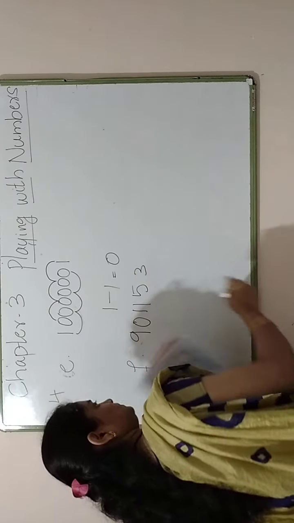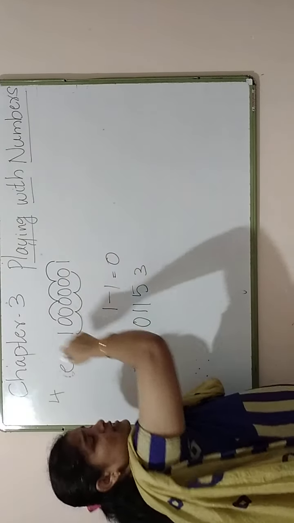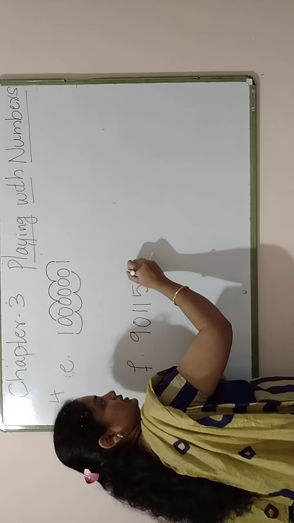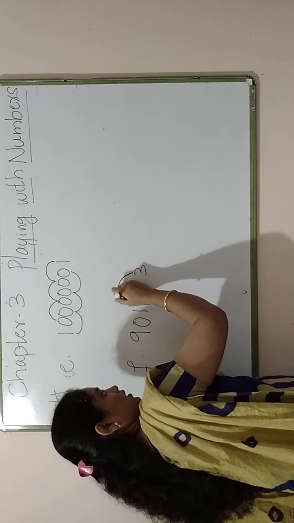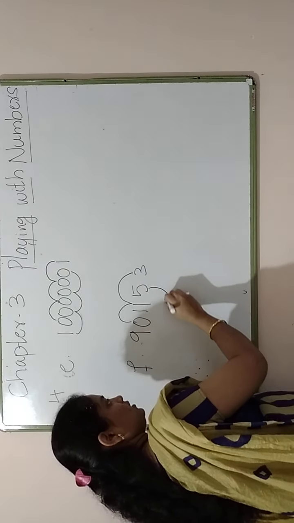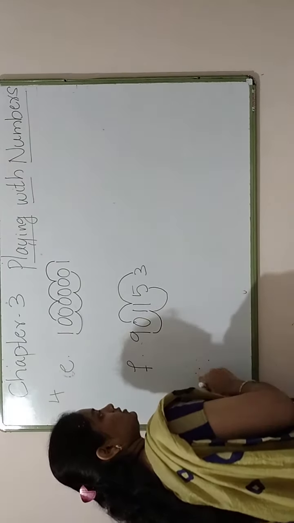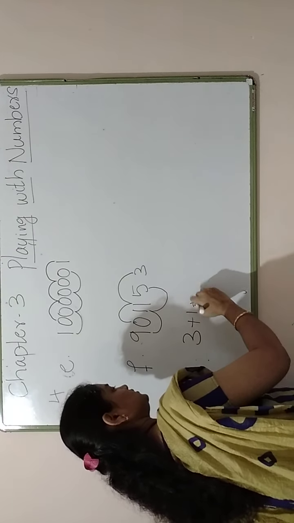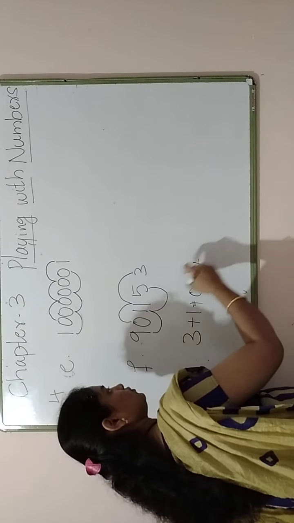Okay, now this number. So just put it like this, otherwise you will be confused. I'll be taking the odd places: 3, 1, 0. Here 5, 1, 9. So let us add 3 plus 1 plus 0, which is equal to 4.